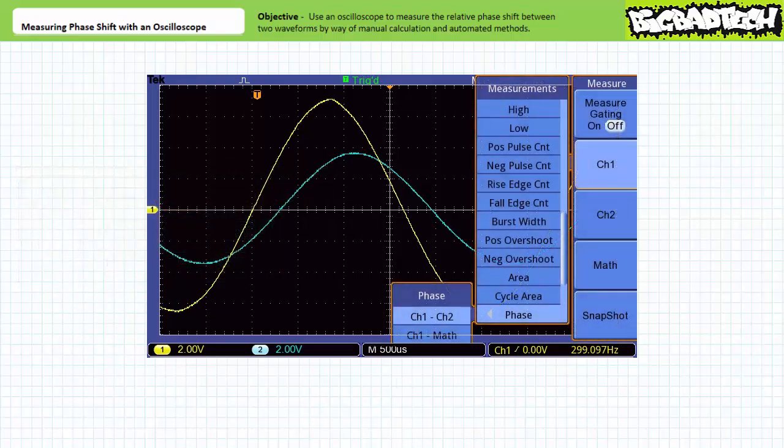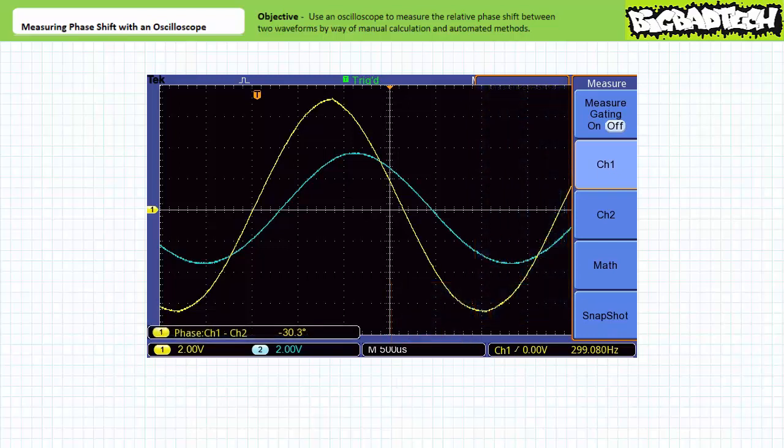Inside the Channel 1 measurement menu, we are presented with a huge array of available automatic measurements. Navigate through the list using the multifunction knob and select Phase way down towards the bottom. Inside the Phase submenu, choose Channel 1 minus Channel 2. The automated phase measurement shows that the blue waveform on Channel 2 is lagging the yellow waveform on Channel 1 by 30.3 degrees. Extremely close to our manually calculated and our cursor-assisted calculation results.